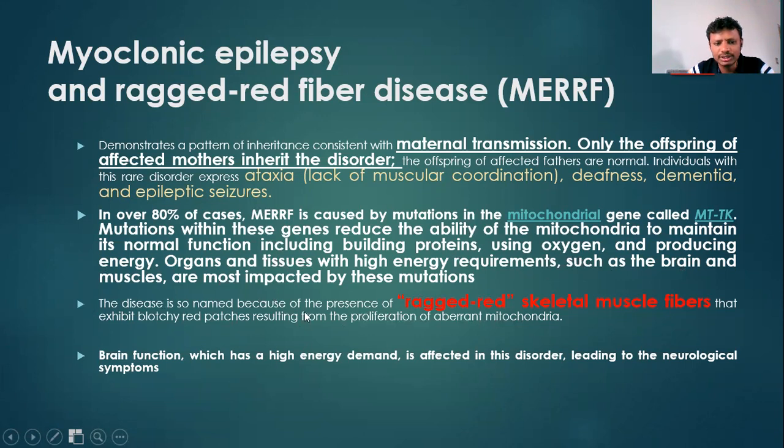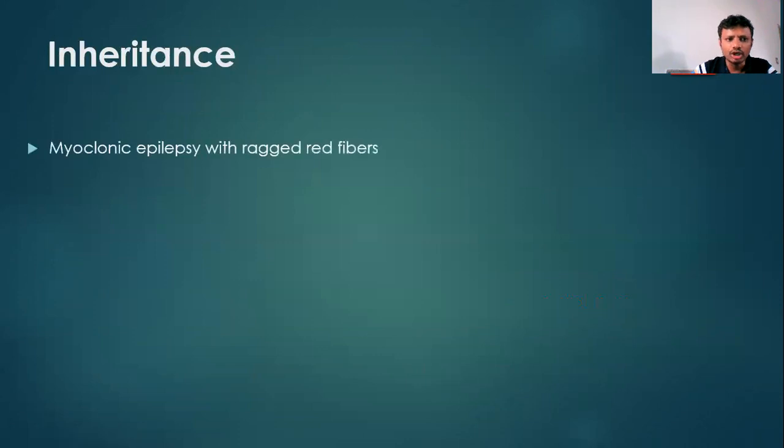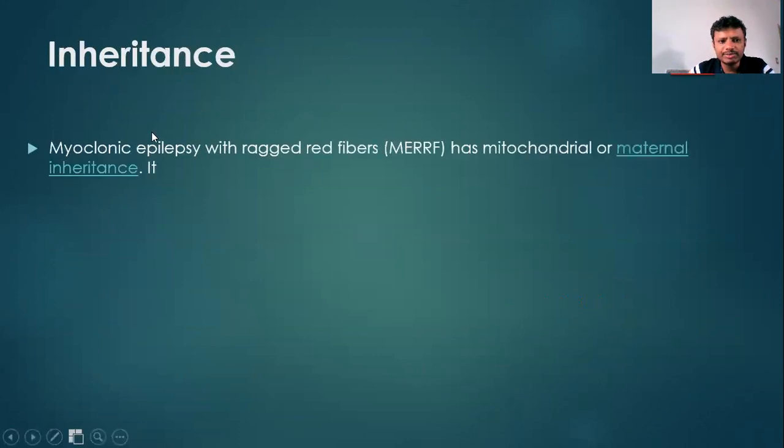Hence the name: ragged skeletal muscle fibers that exhibit blotchy red patches resulting from the proliferation of aberrant mitochondria. A very important terminology, remember. In many cases, the brain function, which has a high energy demand, is affected in this disorder, leading to neurological symptoms.